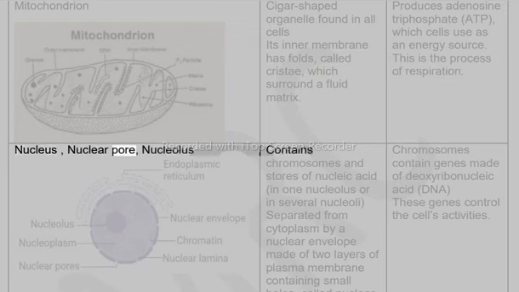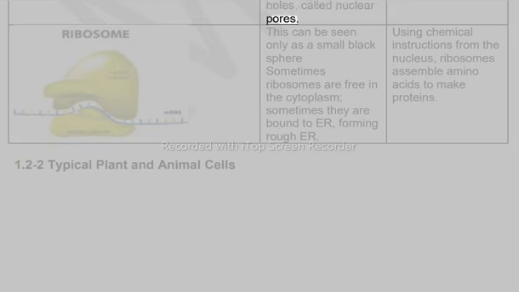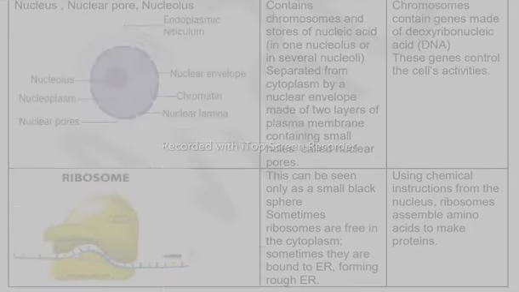Nucleus, nuclear pore, nucleolus. The nucleus contains chromosomes and stores of nucleic acid, in one nucleolus or in several nucleoli, separated from the cytoplasm by a nuclear envelope made of 2 layers of plasma membrane containing small holes, called nuclear pores. Chromosomes contain genes made of deoxyribonucleic acid, DNA. These genes control the cell's activities.